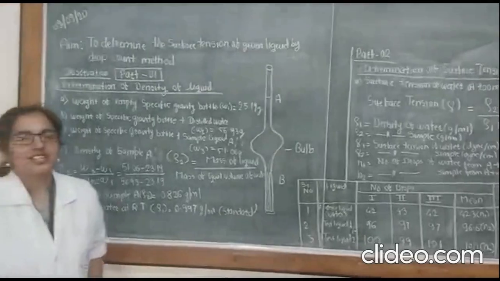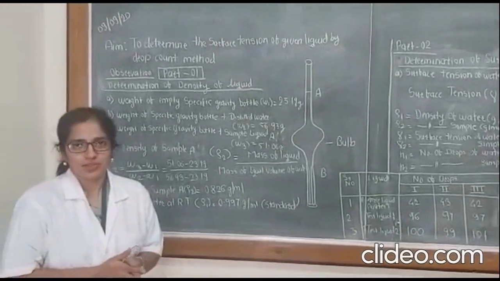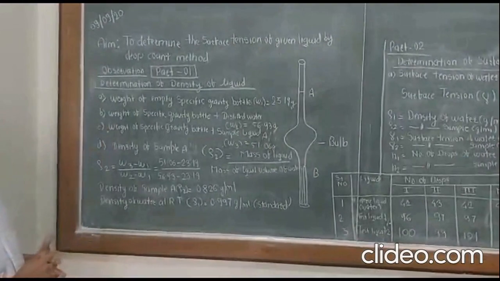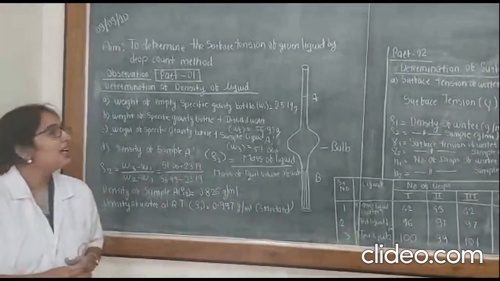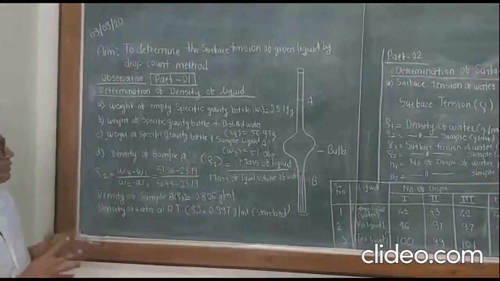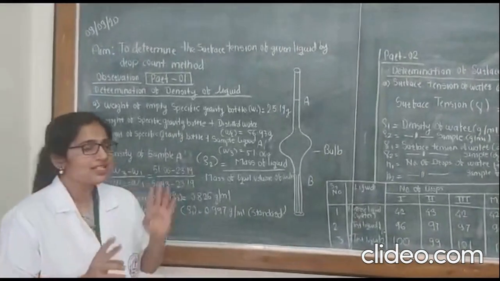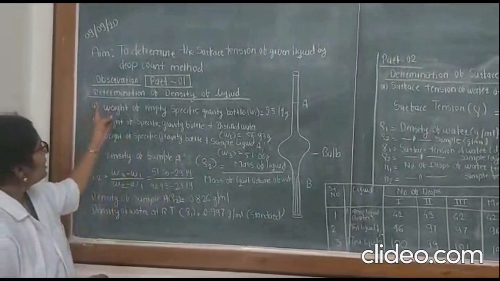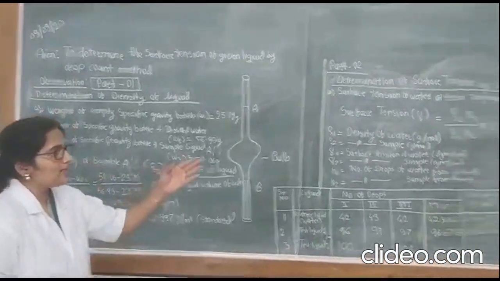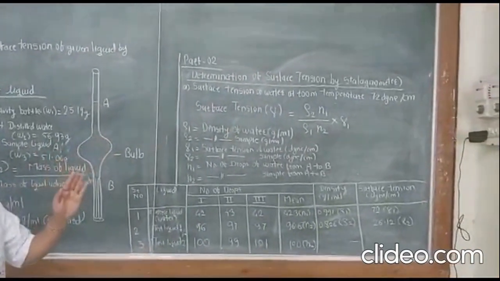So this video is regarding the practical of physical pharmaceutics 1. The aim of this practical is to determine the surface tension of a given liquid by the drop count method. So the total procedure is divided into two parts. Part 1 is the determination of density of unknown liquid, and the second part is determination of surface tension by stalagnometer.